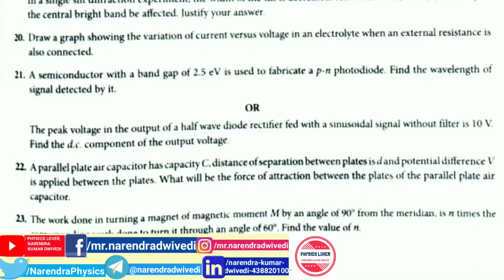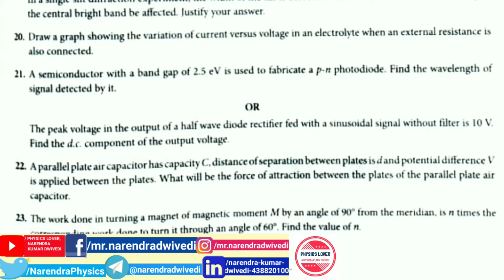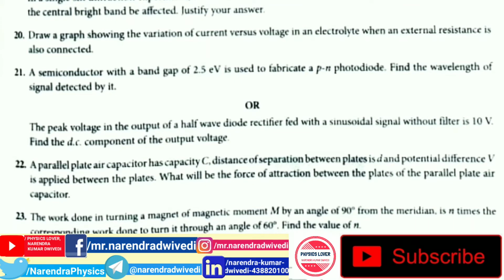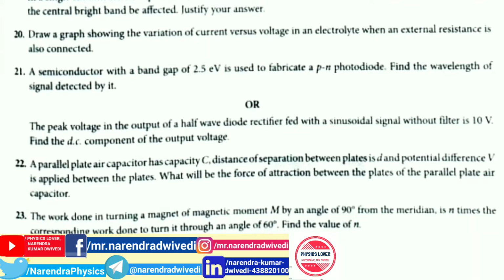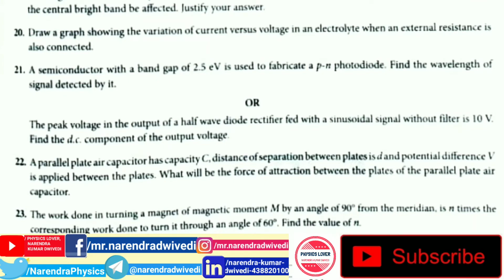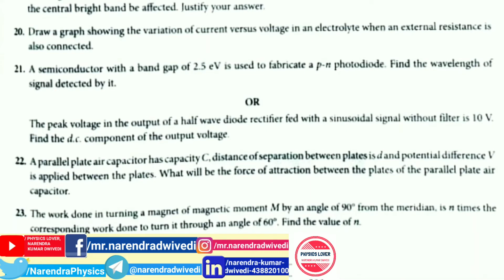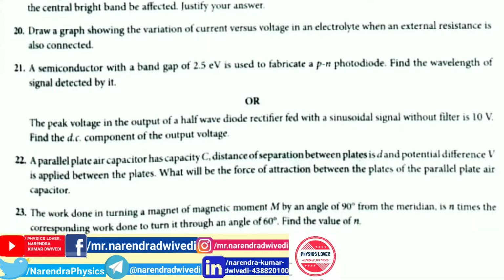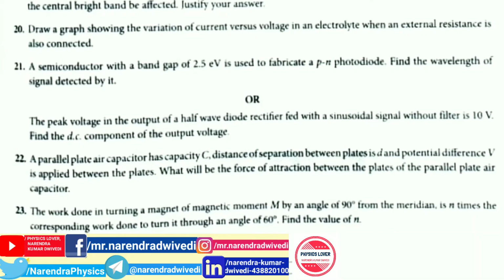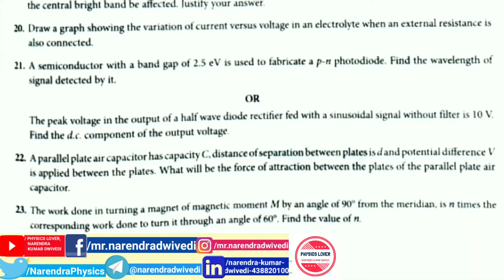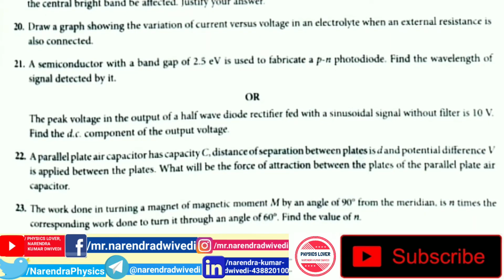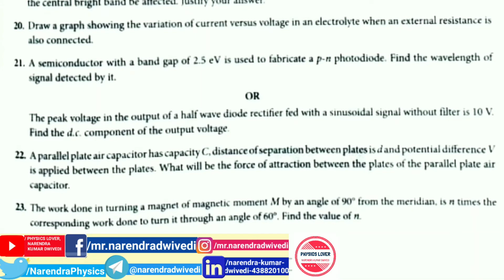21st question. A semiconductor with a band gap of 2.5 electron volt is used to fabricate a PN junction photodiode. Find the wavelength of signal detected by it, or the peak voltage in the output of a half-wave diode rectifier fed with a sinusoidal signal without filter is 10 volt. Find the DC component of the output voltage.